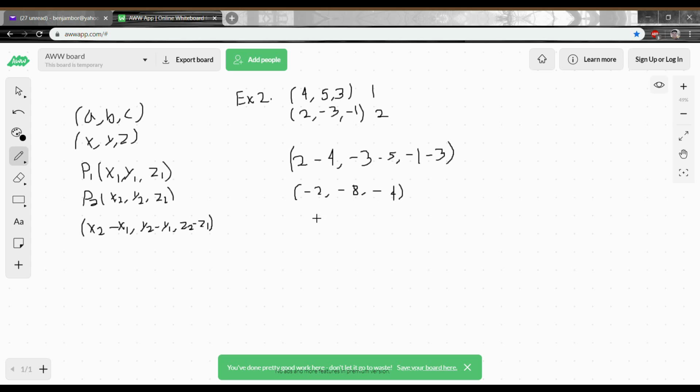This would have turned out the same, mostly, if we had chosen this as point 2 and this as point 1. What would have happened if we did that? The math would have given us +2, +8, and +4. These signs are opposite one another, but these are the same direction vectors.